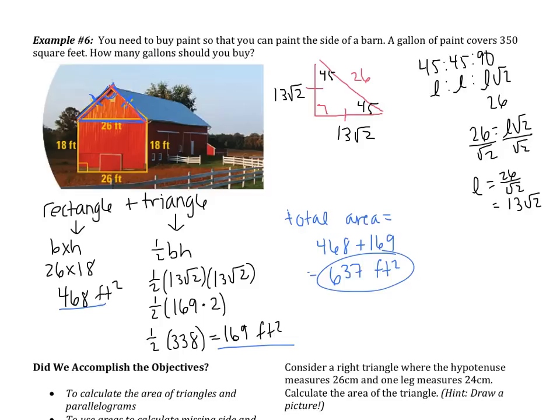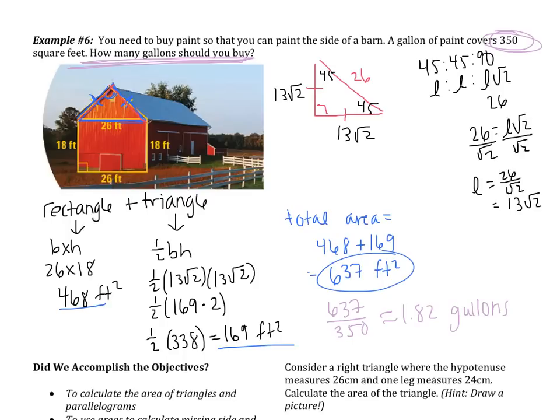The question specifically says, how many gallons of paint should you buy? They're sold in cans or buckets of 350 square feet. So I need 637 square feet. I'm going to divide by 350. And I get 1.82. So I need 1.82 gallons.